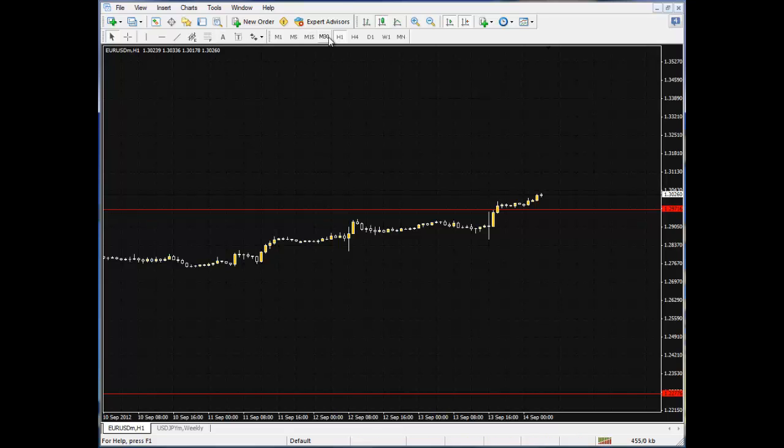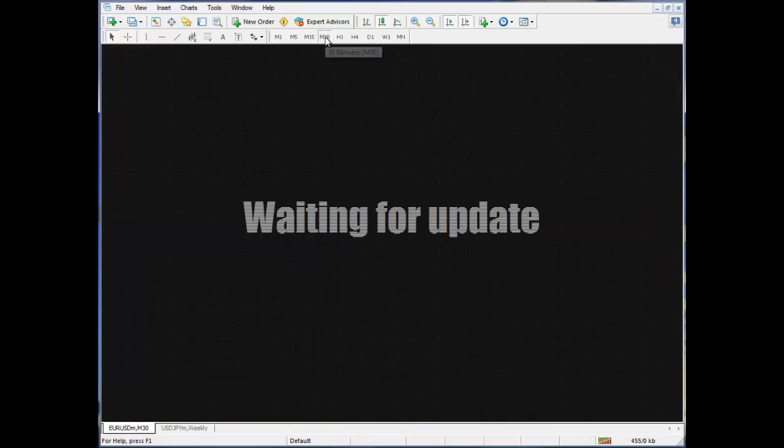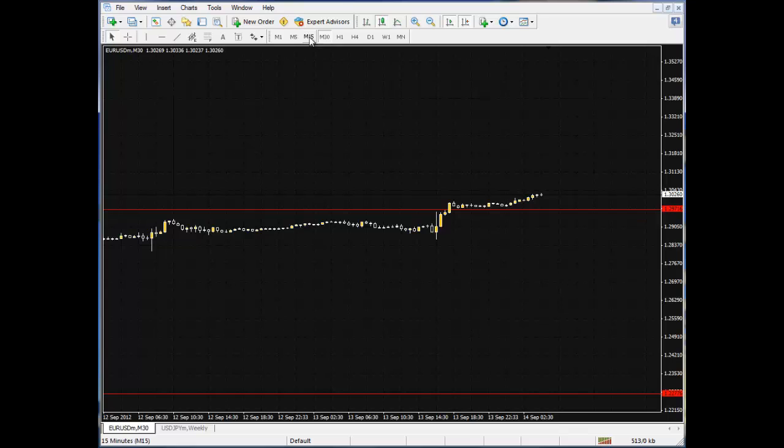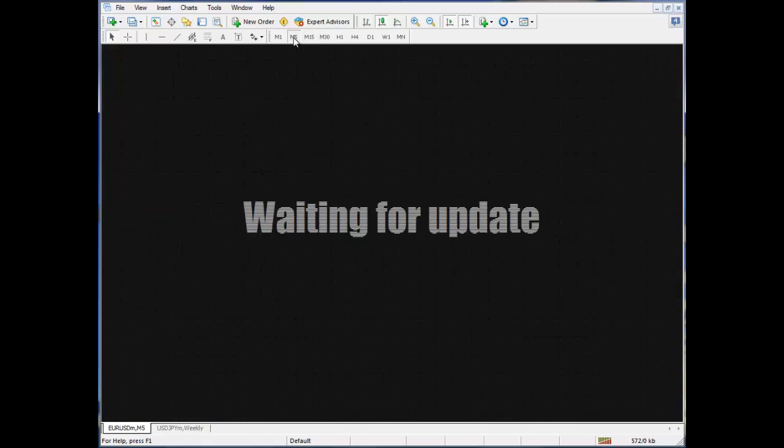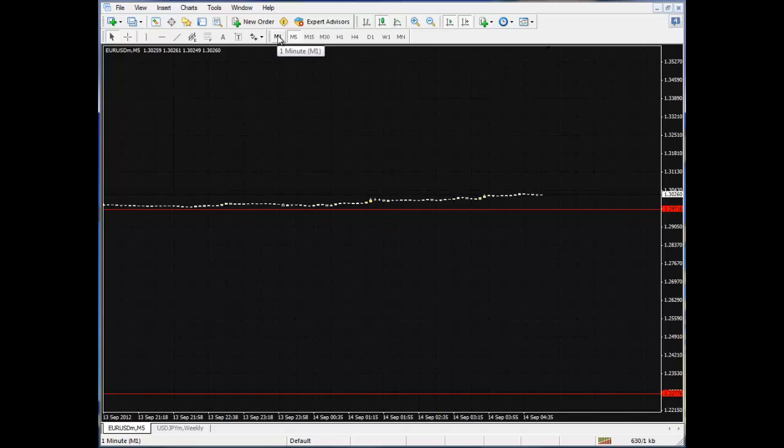So let's go ahead and look at the 30-minute chart, and then the 15-minute chart, and the 5-minute chart, and the 1-minute chart.